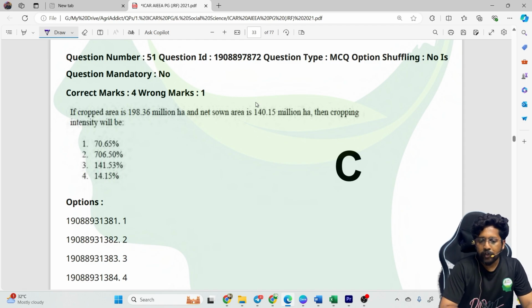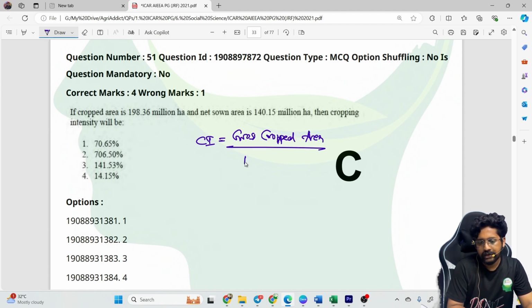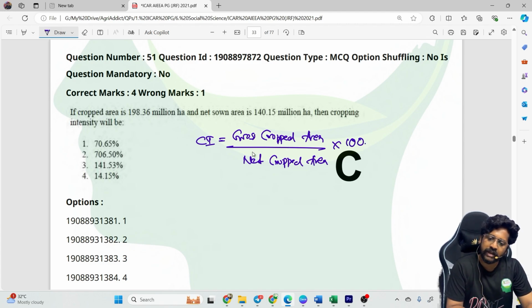Here, if the cropped area is given as 198.36 million hectares and the net sown area is 140.15 million hectares, then what is the equation for finding the cropping intensity? Cropping intensity is nothing but the gross cropped area divided by net cropped area into 100. What is the difference between the gross cropped area and net cropped area?